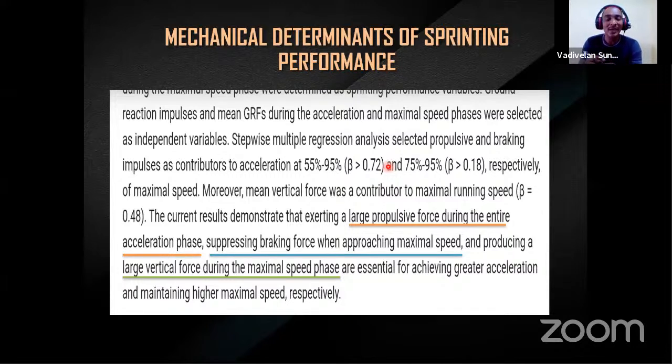And the third point, larger vertical force during the maximal speed, okay. I'll show the video in a second, okay. So first, just remember the larger propulsive force during the entire acceleration phase. While accelerating, the athlete needs the propulsive force, which is nothing but a horizontal force, okay. The athlete moves using the horizontal force. Once it comes to the maximum velocity, he's using a vertical force, okay.